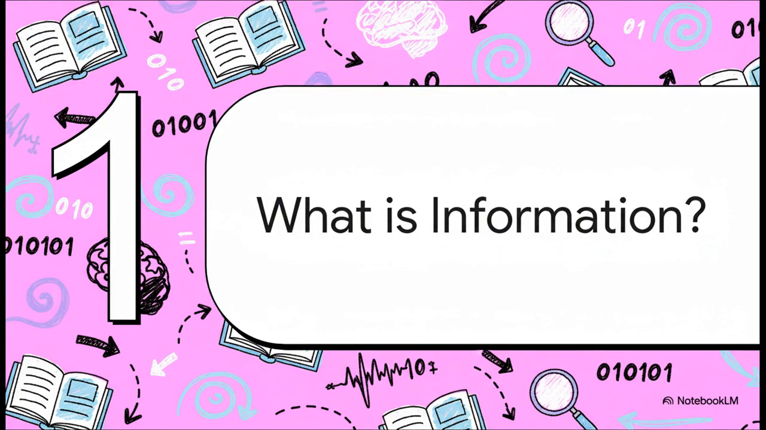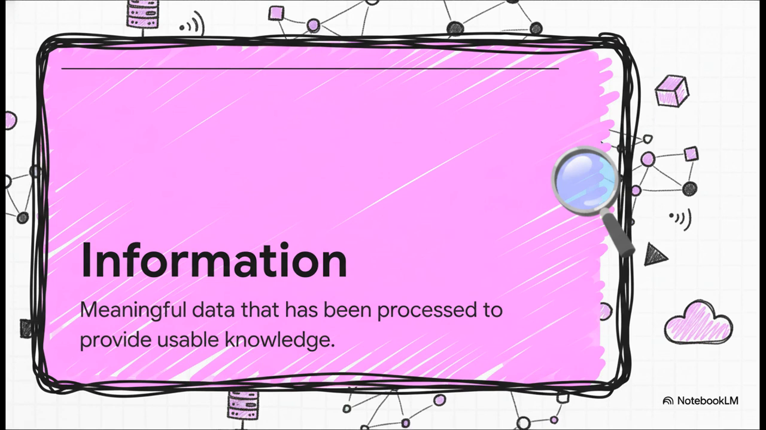What even is information? Well, here's the key thing to remember. Information is not just raw data. It's not just a messy jumble of numbers and letters. It's what happens when you take all that data, process it, organize it, and give it some real meaning. It's the difference between hearing a bunch of static and actually learning something useful.